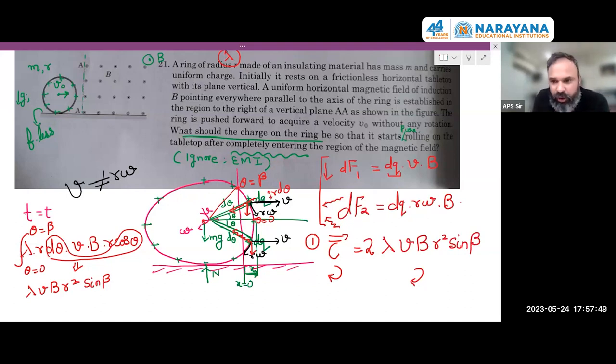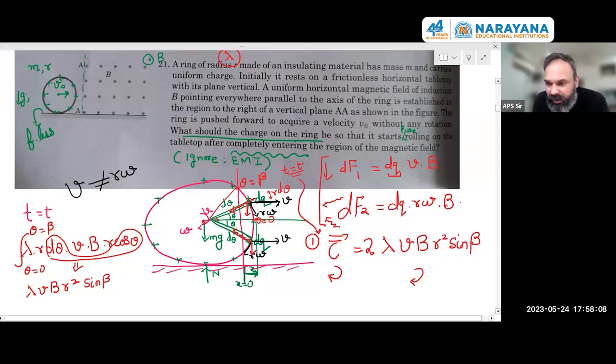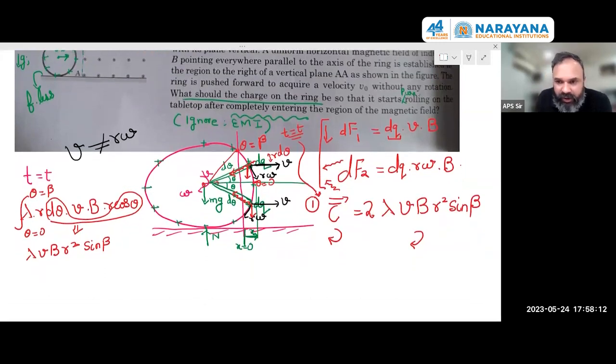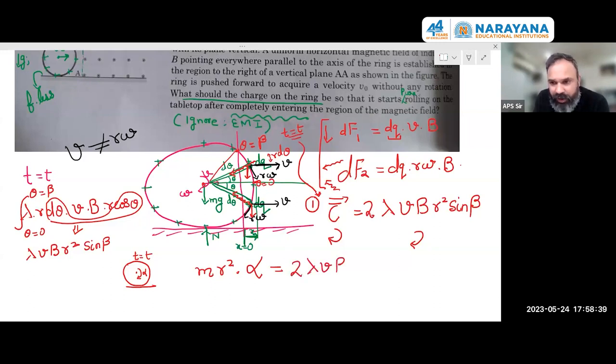Total torque at t equal to T. Remember, this beta is a variable angle, because the total distance that it has entered will keep on changing. So this beta angle will keep on changing. With respect to a general T, I've written this expression at t equal to T. At that location, I'm getting this much torque. And torque about the center for the ring equals moment of inertia of this ring, which is m r square, times angular acceleration alpha at this instant. So if at t equal to T the ring has an angular acceleration alpha about the center of mass, then m r square alpha should be equal to 2 lambda v B r square sin beta.